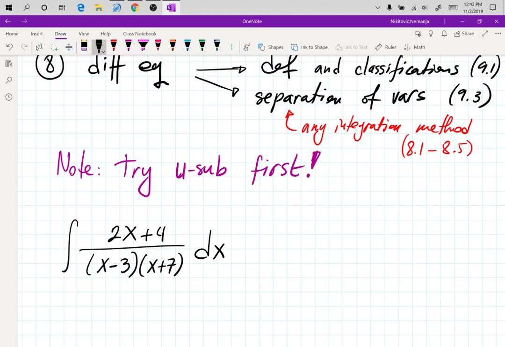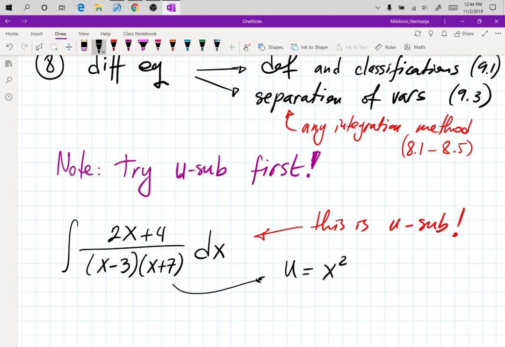Because if you are to multiply the denominator, this is a u sub. Why? Because the denominator here is u equals x squared plus 4x minus 21, and the du is 2x plus 4, which is exactly what you have on top. If that was 2x plus 3, it's partial fraction, right? But since it fits, it's a u sub.